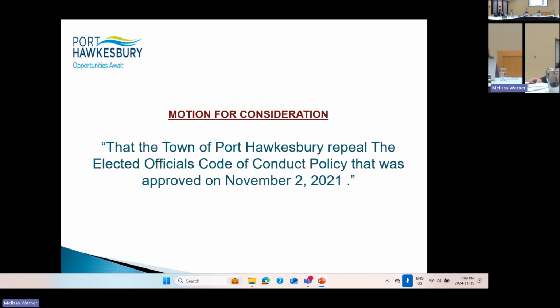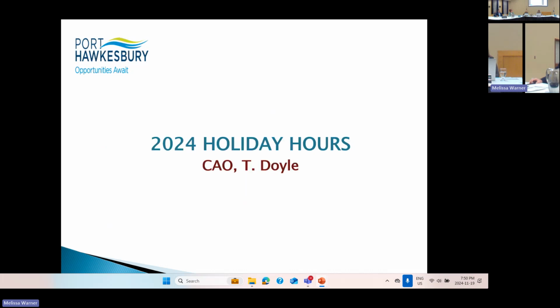The next motion is again for our code of conduct. We do have to repeal our current code of conduct. So the motion for consideration is that the town of Port Hawkesbury repeal the elected officials code of conduct policy that was approved on November 2nd, 2020. What is the wishes of council for this repeal motion? Thank you. It's moved by Councillor Barrett, seconded by Deputy Mayor Langley. All those in favor, please signify by saying yes. Any opposed? The motion is approved.